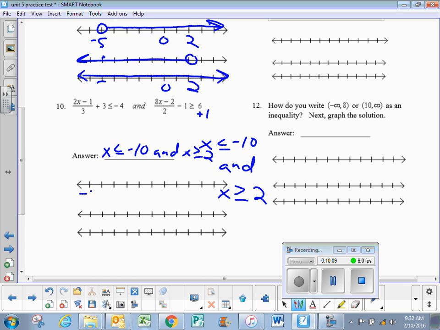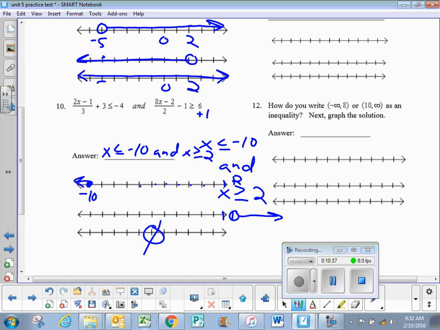If this is negative 10, negative 9, 8, 7, 6, 5, 4, 3, 2, 1, 0. If I just put a 2 out here, okay, that's 2. Let's take a look at what that looks like. Less than or equal to negative 10, and greater than or equal to 2, so that's going to be out here, shaded to the right. Where are they both shaded? Nowhere. No solution. You can leave it blank or put no solution right on it.